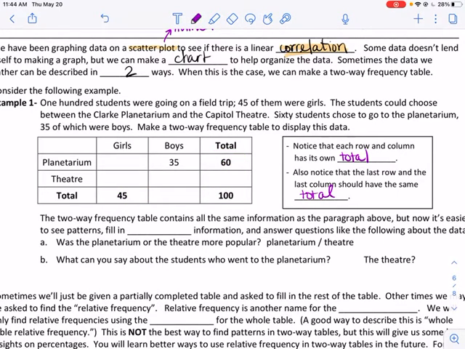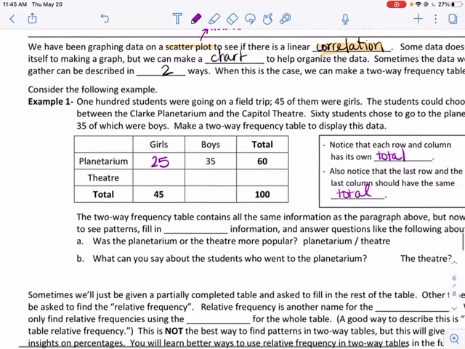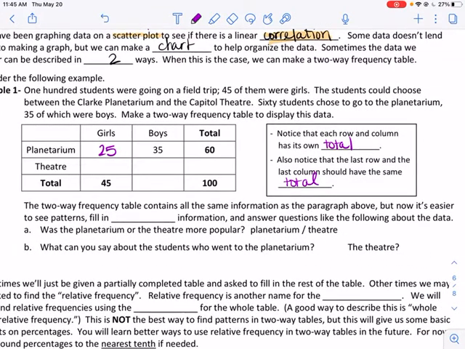Let's see what happens. I'm going to go ahead and fill in my missing information, and I just noticed right off the bat, if there are 35 boys and 60 total children who went to the planetarium, then 60 minus 35 is 25 girls, so 25 girls went to the planetarium. And that's pretty much how you're going to fill in the entire table: you're going to find where there's two pieces of information to find the third. So let's look here. We have 100 students total who went on the trip, and 60 of them went to the planetarium, which tells me 40 of them went to the theater.